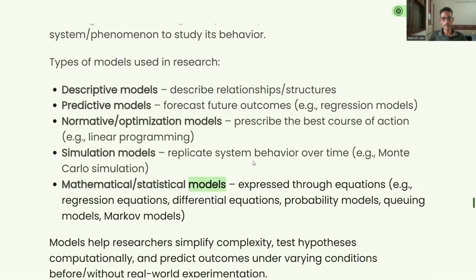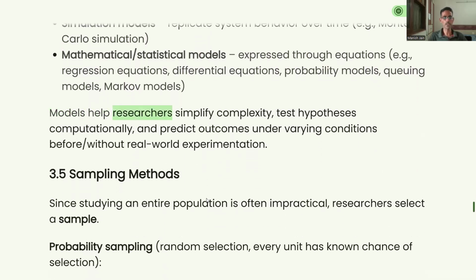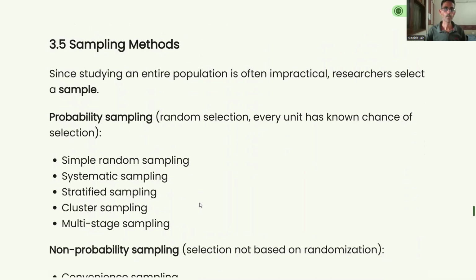Mathematical and statistical models are expressed through equations, e.g., regression equations, differential equations, probability models, queuing models, Markov models. Models help researchers simplify complexity, test hypotheses computationally, and predict outcomes under varying conditions without real-world experimentation.